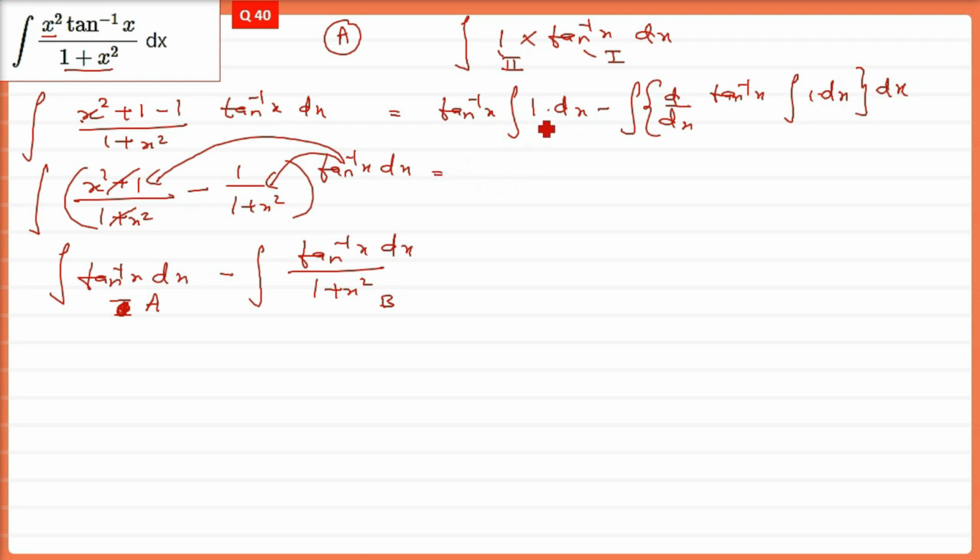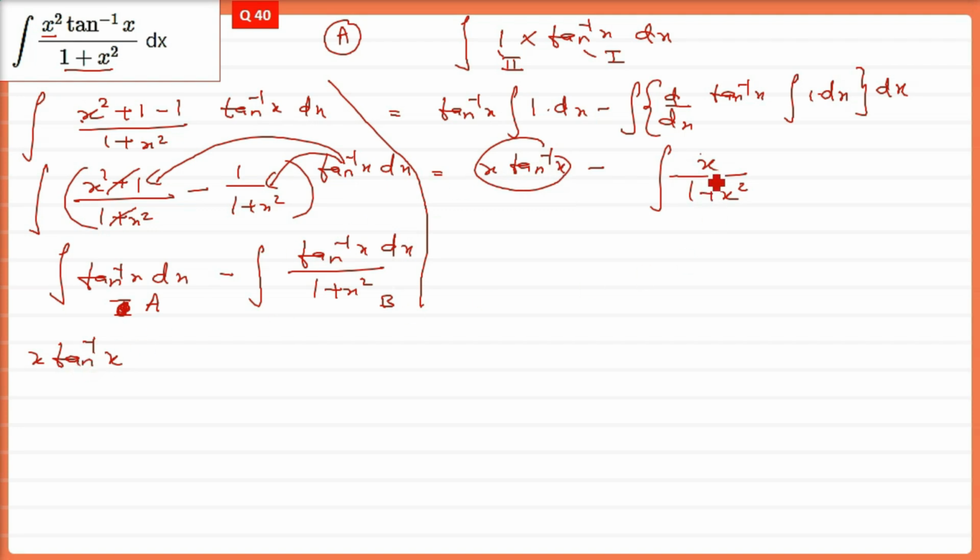Now this integration of 1 dx will simply be x, and tan inverse x is already there, minus tan inverse x differentiation, which is 1 by 1 plus x square. So we have 1 by 1 plus x square here. Integration of 1 is x only. So we are integrating x by 1 plus x square. So for a, which I just designated as the integration of tan inverse x, x tan inverse x is already the first term, which you can write clearly.